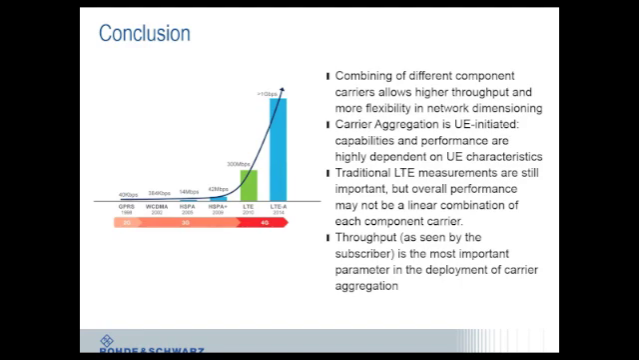To wrap up today's webinar, Paul and I would like to leave you with 4 major takeaways. First, carrier aggregation allows higher throughput and more flexible network dimensioning by combining different component carriers. This functionality is UE initiated, and there are numerous performance-related considerations to take when it comes to the UE's antenna design, power requirement, signaling, and overall capabilities.